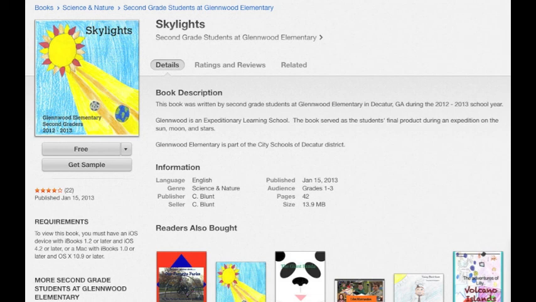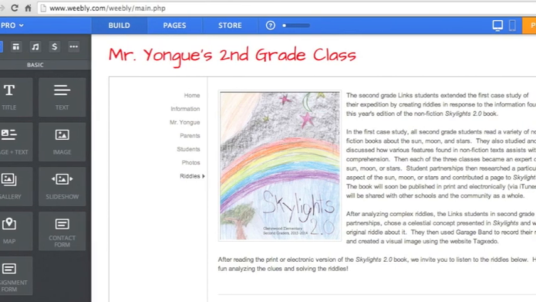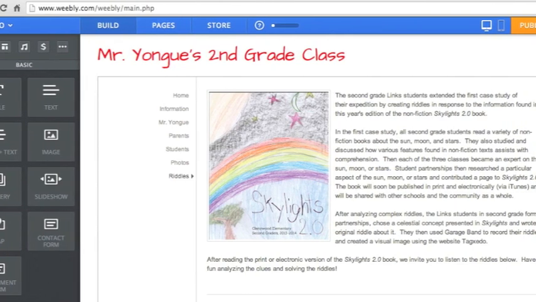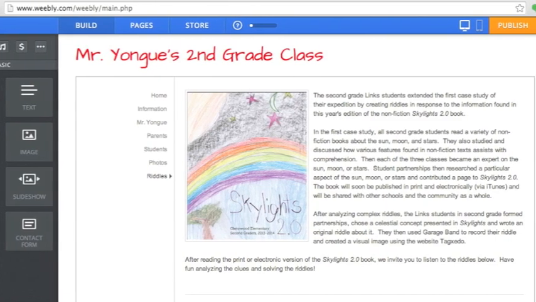This is the iTunes listing for the Skylights book that was created by last year's group of second grade students. After this year's book is published, the students' riddles will go live on a Weebly website. The riddles are meant to be solved after reading the Skylights book.